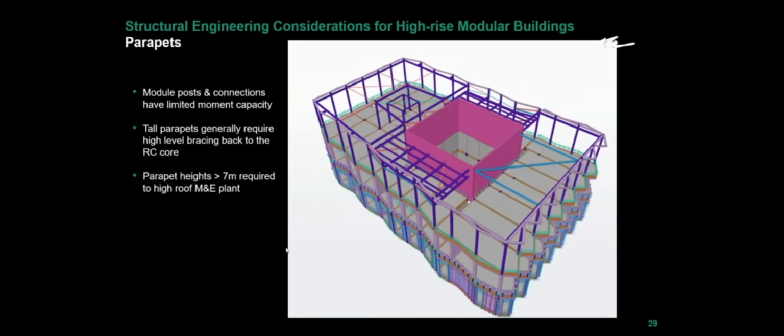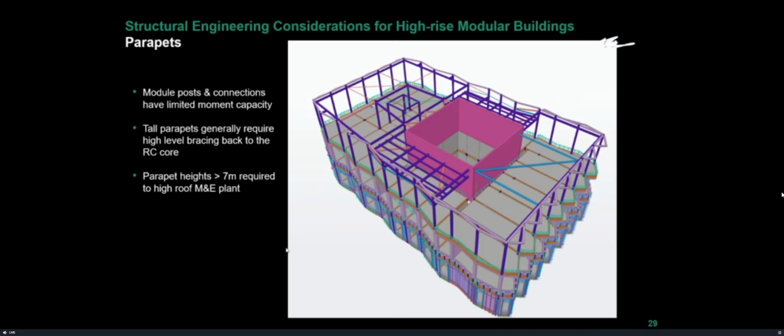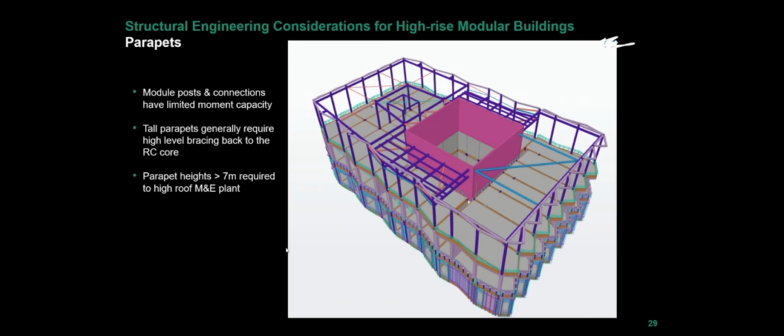Very briefly, just the parapets. In general, by the time the modules reach the roof level, the posts are going to be quite small to make them efficient, potentially 150 by 150 or 175 by 175. The connections and the module posts themselves have very limited moment capacity. And in general, tall buildings have quite high M&E plant, and planning conditions normally require, you could have 7-8 meter high parapets. It's generally just a point to note, it's not possible to cantilever a parapet that high off a module. So generally, we do need to allow for bracing back to the cores, which sometimes is a client or planning issue, but it's something that should be considered at an early stage.